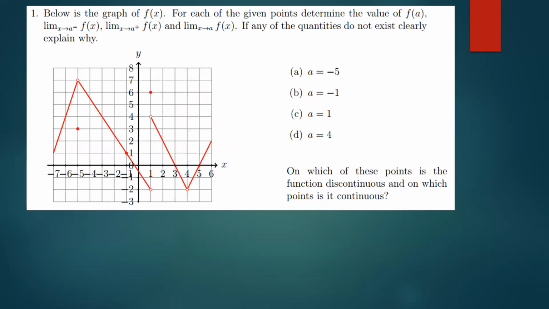All right, so we have question 1 there. Question 1 says, below is the graph of f of x. For each of the given points, determine the value of f of a, and then the other ones we've been asked to determine. The first one we're finding is f of a. The second one is the limit of f of x as x approaches a from the left-hand side, or from the negative side.